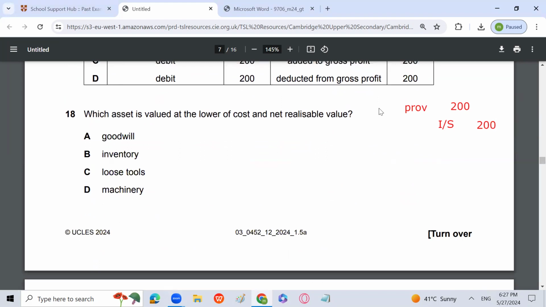Which asset is valued at the lower of cost and net realizable value? That is inventory, because goodwill is an intangible non-current asset. Loose tools are basically used under the materiality concept. We use the revaluation method of depreciation for that. Machinery is a tangible non-current asset. So inventory is recorded at the lower of cost and net realizable value, whichever is less.